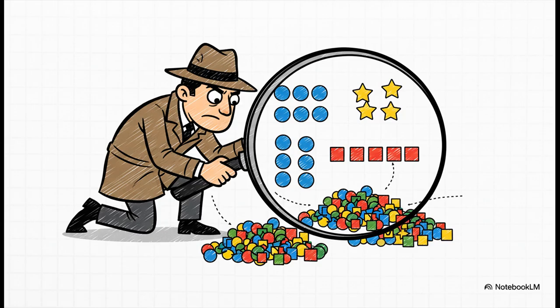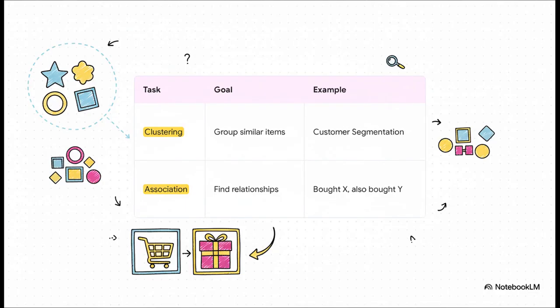And our detective here basically has two main moves. The first is clustering. That's grouping similar things together. A great example is a company grouping its customers into different segments based on what they buy. The second move is association. This is all about finding those hidden relationships, like a grocery store figuring out that, hey, people who buy diapers on Thursday nights also tend to grab a six-pack of beer.